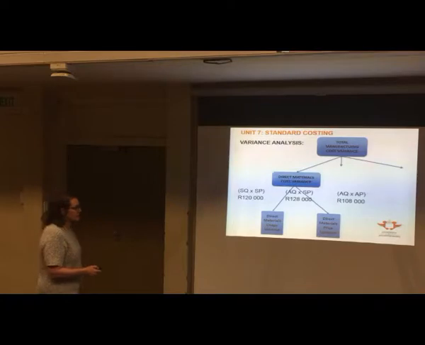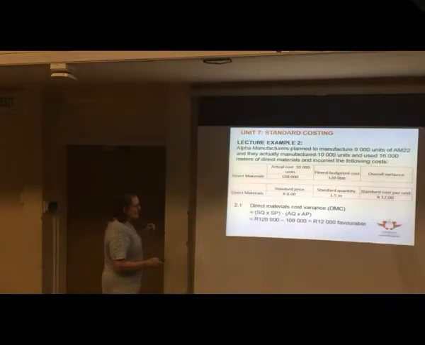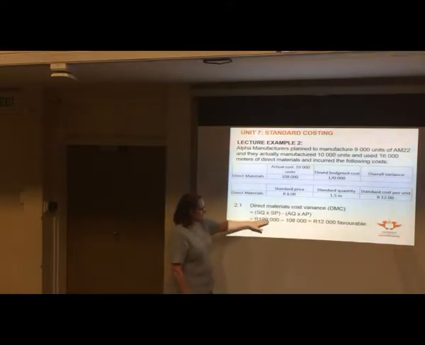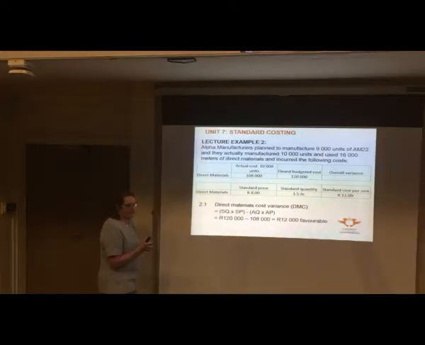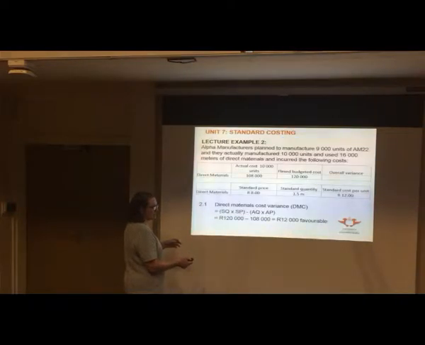Have you all written these figures down? The 120,000, the 128,000, and the 108,000. And have you written down how you calculated it? The direct materials cost variance is standard quantity times standard price, the 120,000, minus actual quantity times actual price, the 108,000. We get 12,000 as the difference between those two, and it is favorable because the actual is less than the standard. You're just taking this figure minus this figure, and you're getting 12,000 favorable.